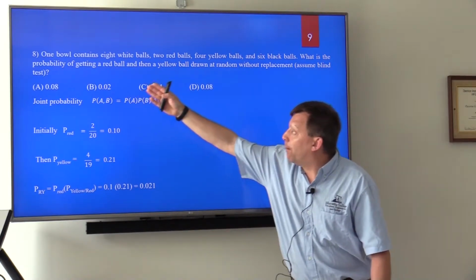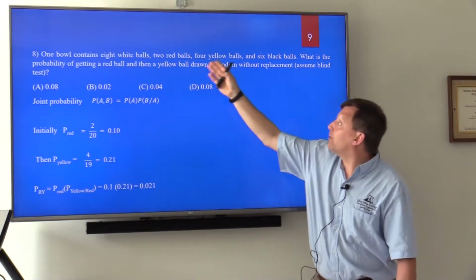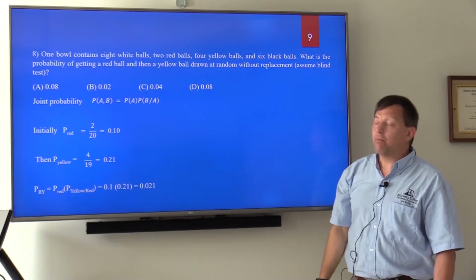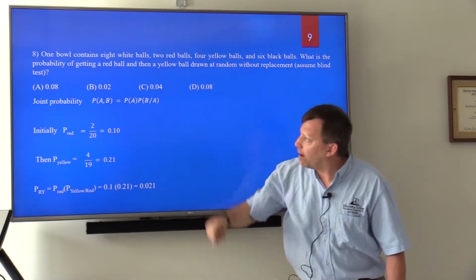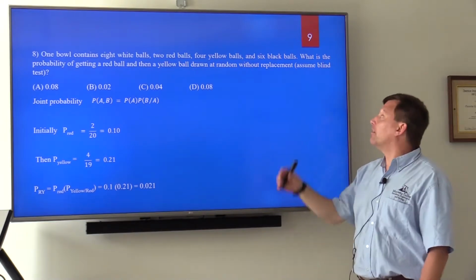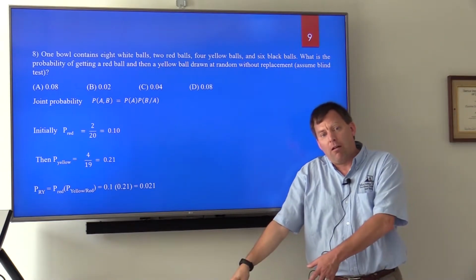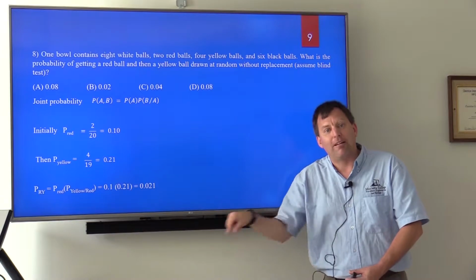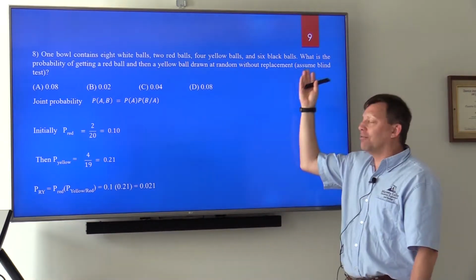Okay, here we've got a bowl that has several different color balls in it. We want to know what the probability is of getting first red and then yellow without replacement. Obviously if you can see into the bowl, then it's easy, I'm going to pick a red one and a yellow one. So they're assuming a blind test.